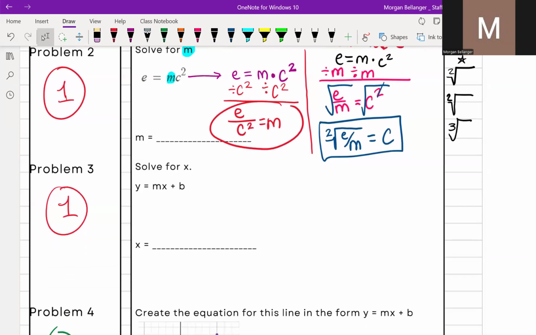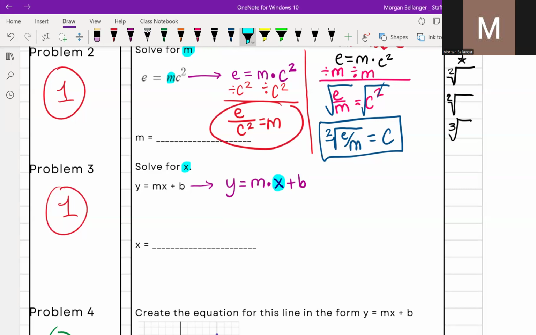And then lastly, for station 1, we're just solving for x in y equals mx plus b. I'm going to rewrite it again. So y is equal to m times x plus b. We cannot distribute, we cannot combine like terms. So in order to get x by itself, we actually have to do two things. We have to get rid of the b and we have to get rid of the m.